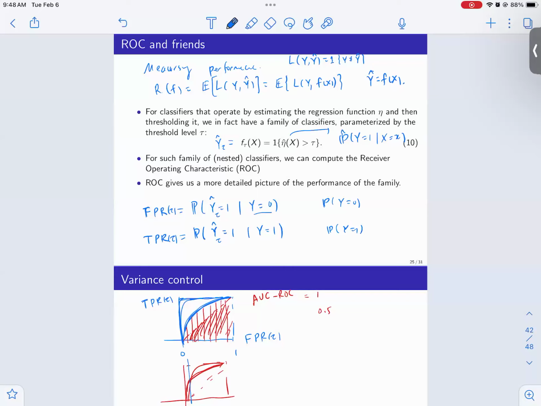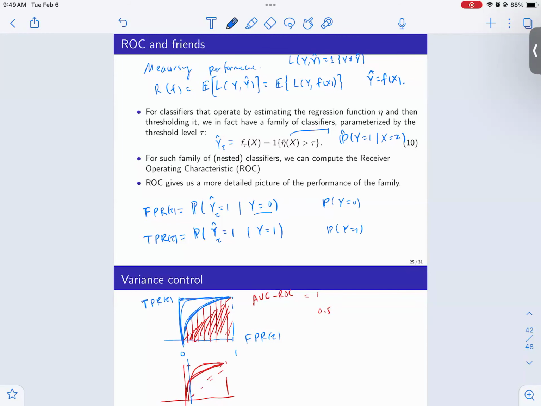So if it's above a certain number, we say class 1. If it's below a certain number, we say class 0. That threshold is 1/2 if our loss is misclassification; if your loss changes, the threshold changes. Any threshold here is valid depending on the loss function. As I vary this threshold, I trace different points. For each of these classifiers, I have a pair of false positive rate and true positive rate. That pair is called the ROC.